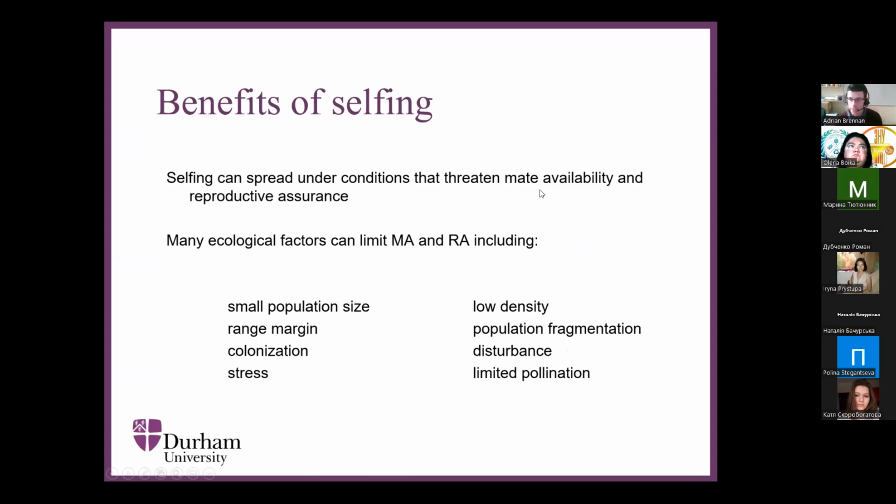And so anything that threatens either mate availability or reproductive assurance can be a selective force towards selfing. And so you've got lots of ecological factors: reductions in population size or density, you occur at the range margin, you're a colonizer, environmental stresses, fragmentation, and so on. All of these can favor a switch to selfing.